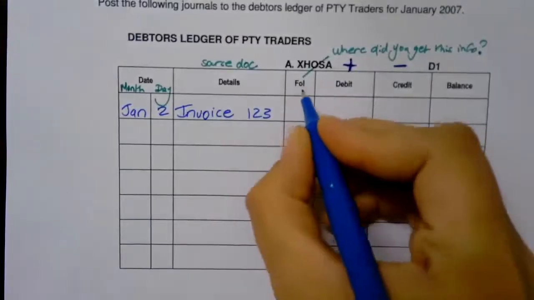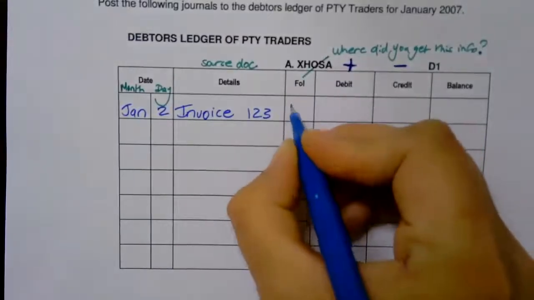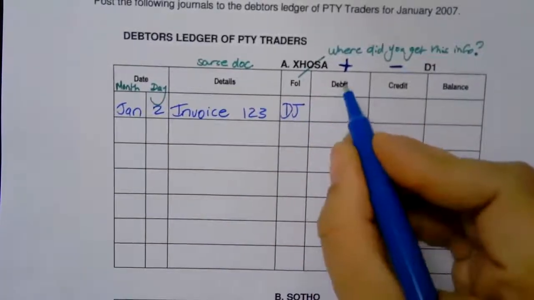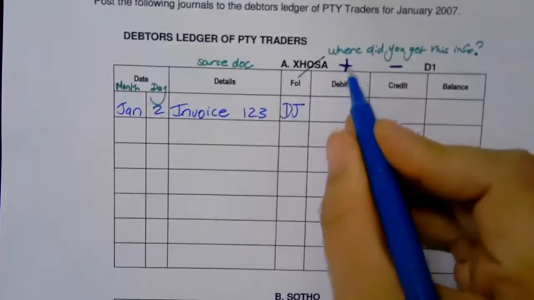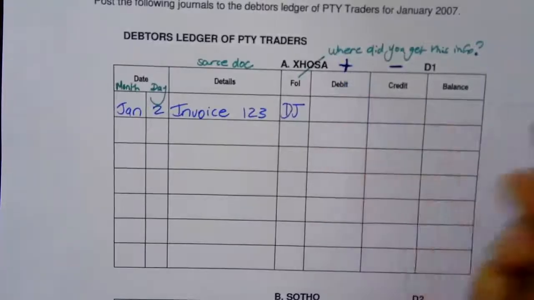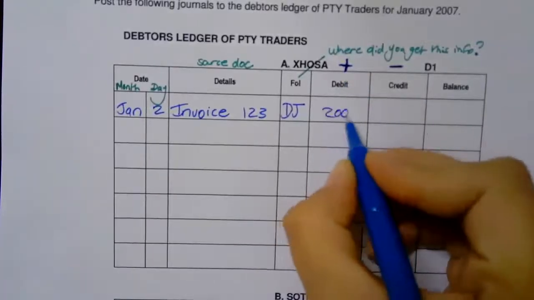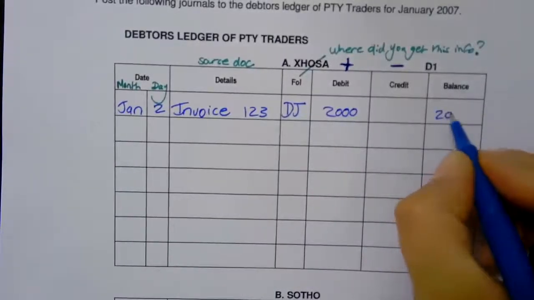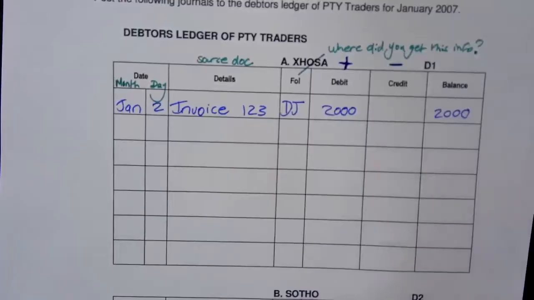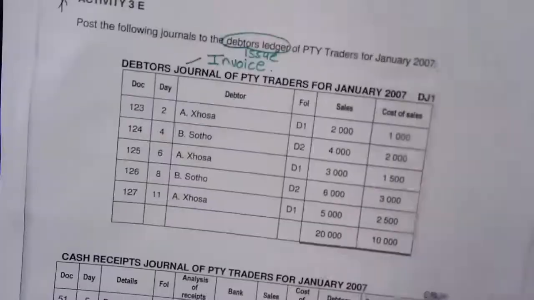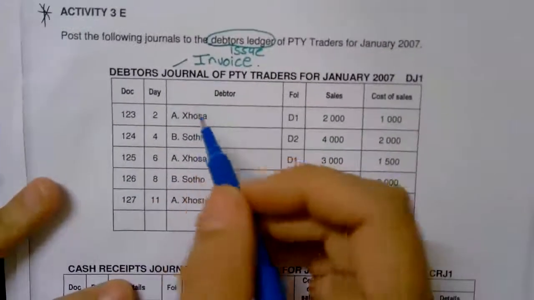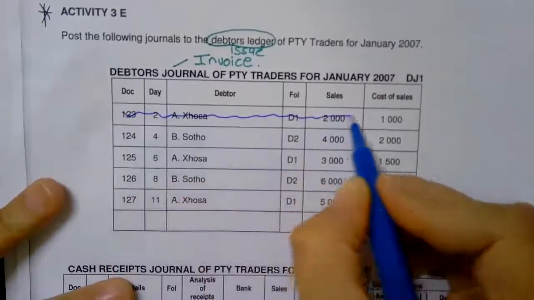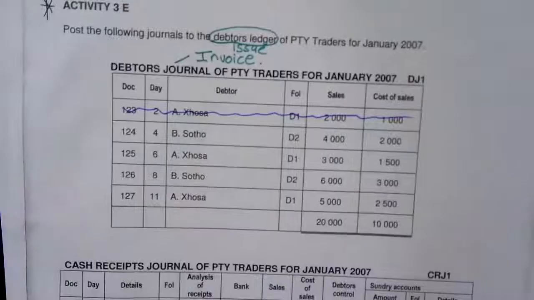Okay, now folio, where did I get this information? I got it from the debtors journal. Okay, he bought from me on credit, so the money he owes me increases. How much? 2,000 Rand, which is the sales price. So now the balance is he owes us 2,000 Rand. Okay, now after you've completed that, just to help you not become confused, I would draw a line through it. So then I know I'm done with that transaction.